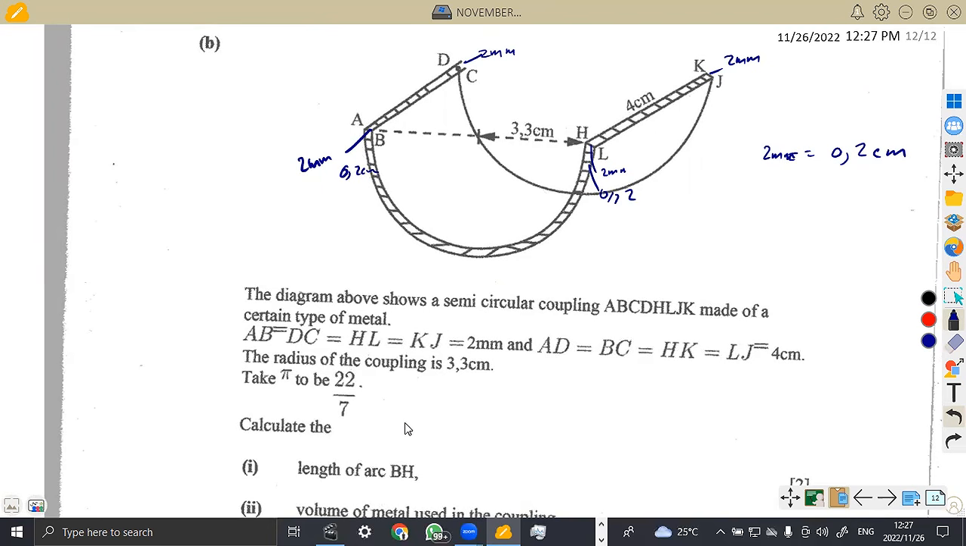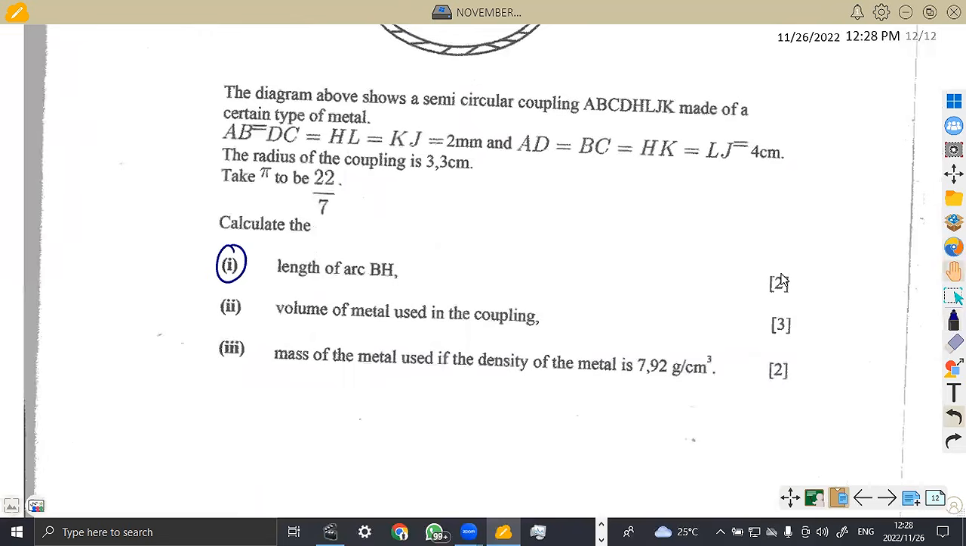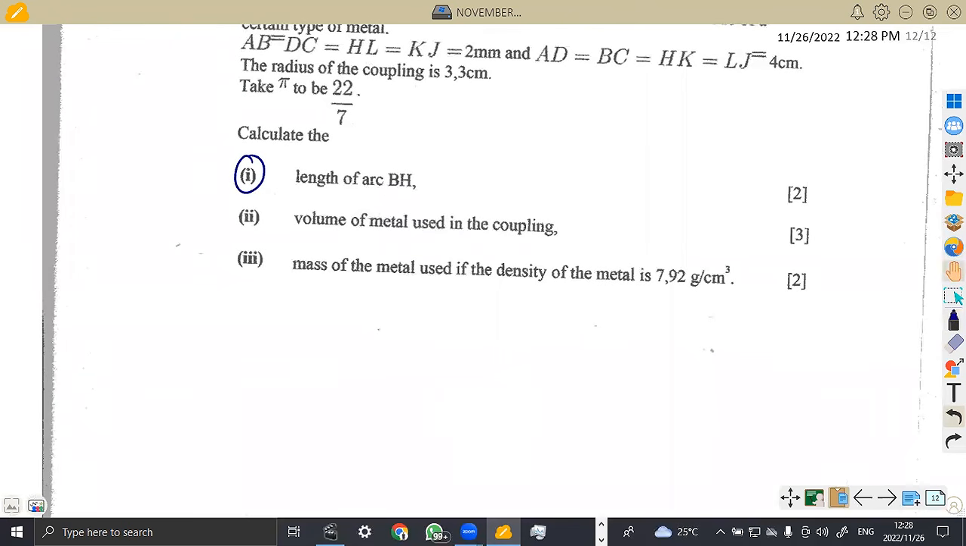Okay, so the question was to calculate the length of the arc BH. That's the first question, arc BH. From B to H, this length of arc here. So as you can see, it's from a semicircular, and we are given a radius of 3.3, which means also we've got 3.3. So the area, guys, we know is simply, okay, this is length, not area. Okay, so item 1, the length of arc is given by the formula theta over 360 times 2 pi r from our circle. Remember, guys, our circle is supposed to be 2 pi r, like that.